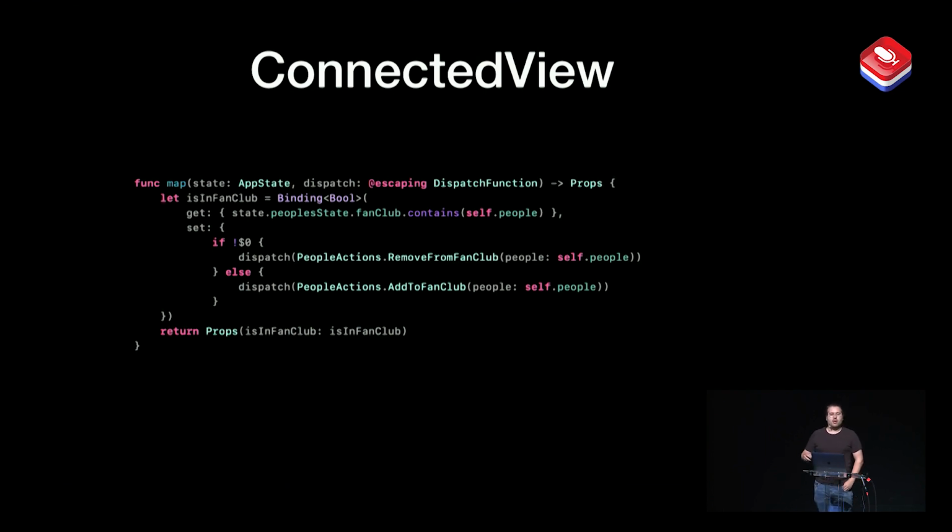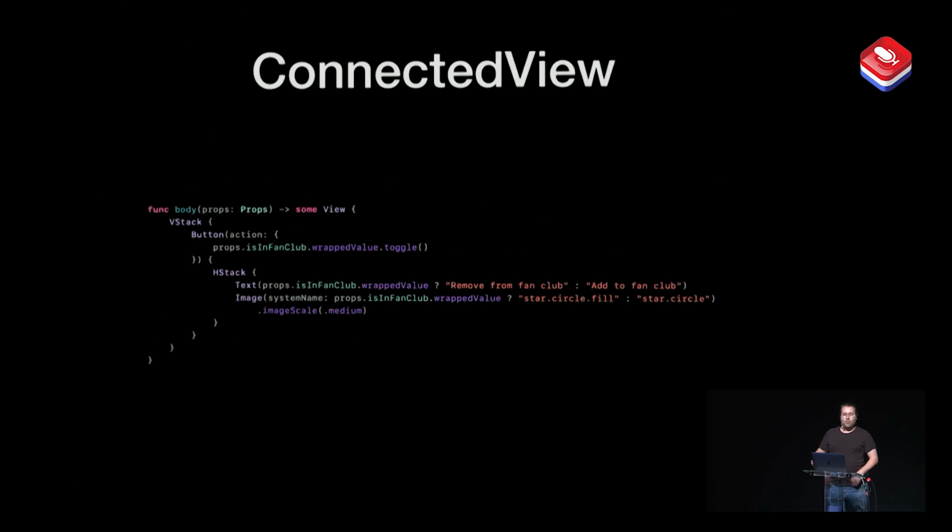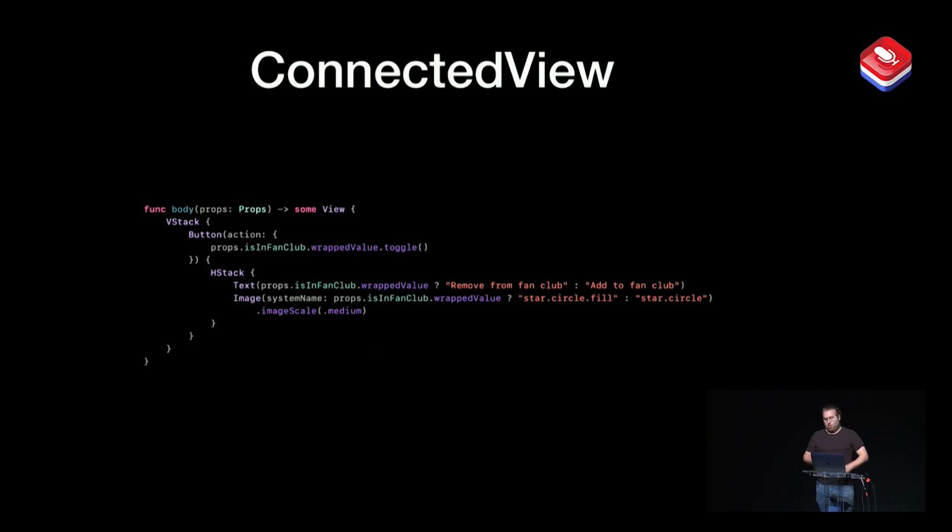And in the setter, this is where it gets interesting, I'm dispatching an action. It means that when you toggle this Boolean from the UI, it will actually emit an action that will modify the state. So your view will stay up to date. If you look at the body, it's very simple now. When you click the button, it toggles my Boolean, and the label is only a text and an image, and it uses this property.